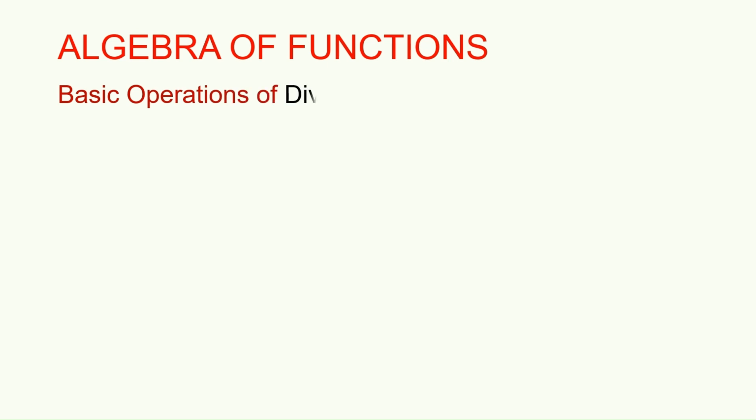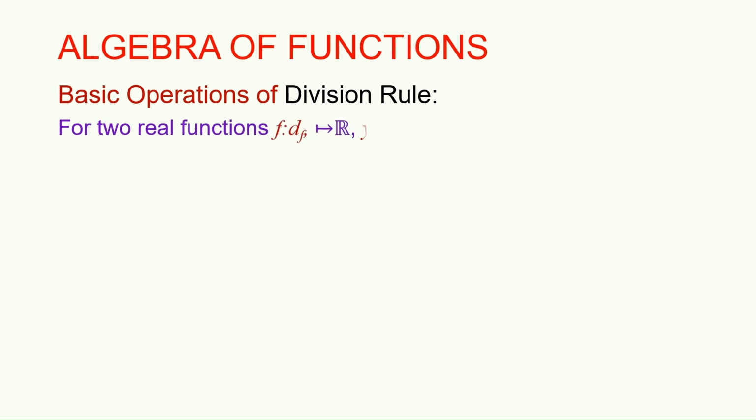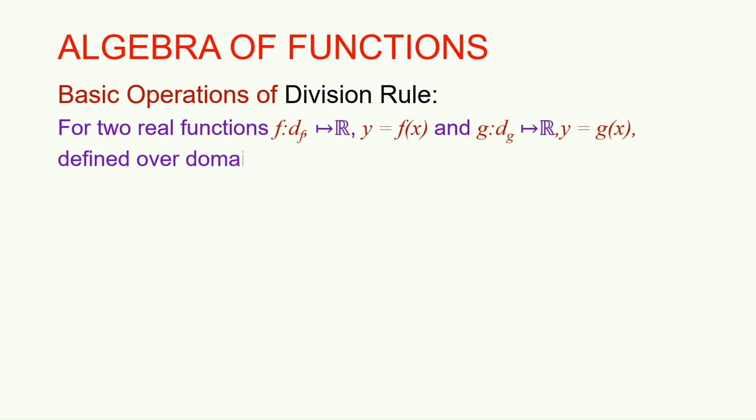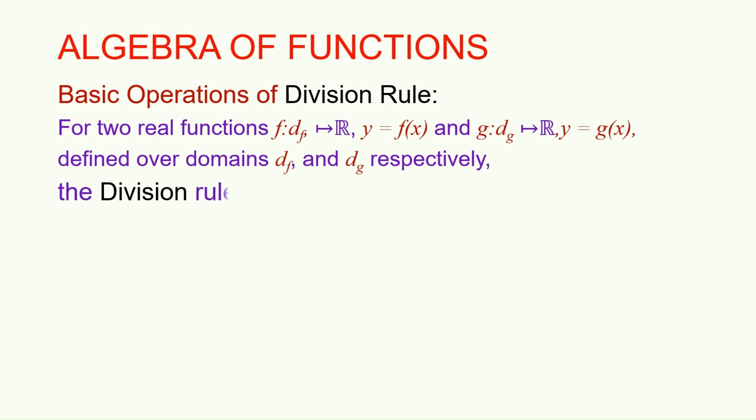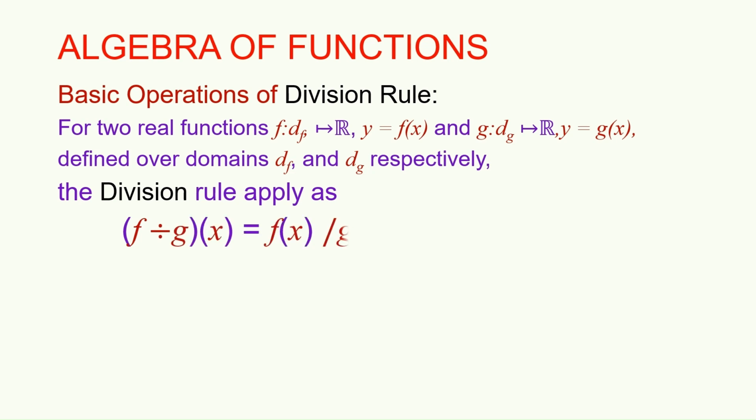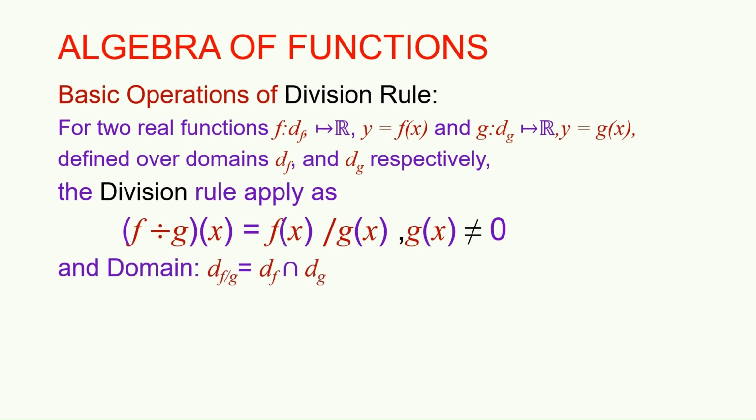Basic operations of division. Rule. For two real functions, function f of domain df, under which df is mapped to the set of real numbers, or y equals f(x), defined over domain df, and function g of domain dg, y equals g(x), defined over domain dg. The division rule applies as f divided by g of element x equals f(x) divided by g(x), when g(x) is not equal to 0.